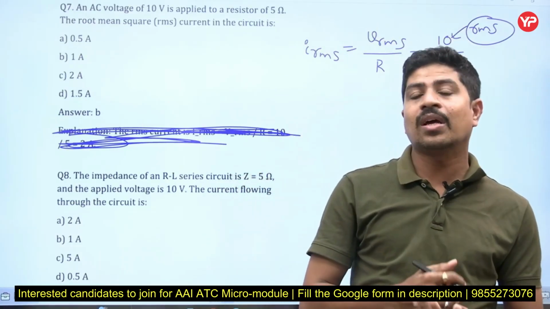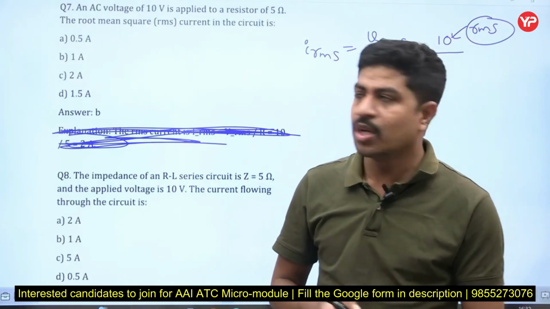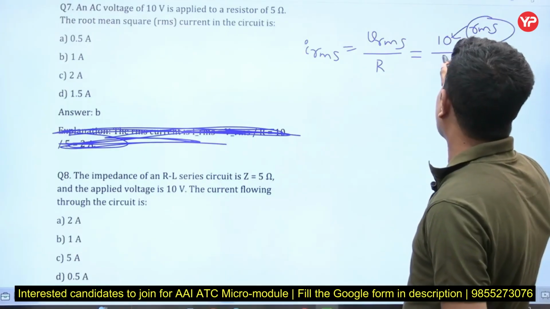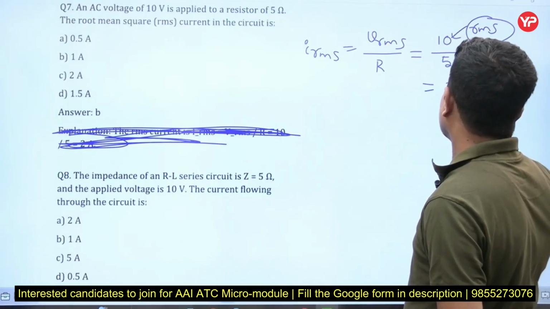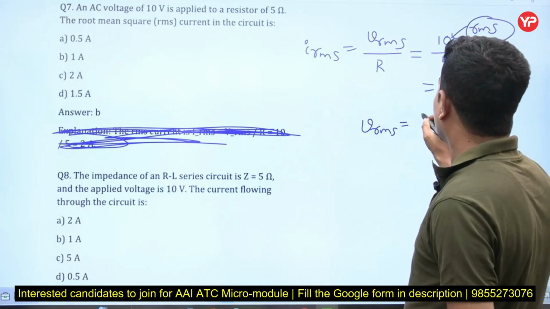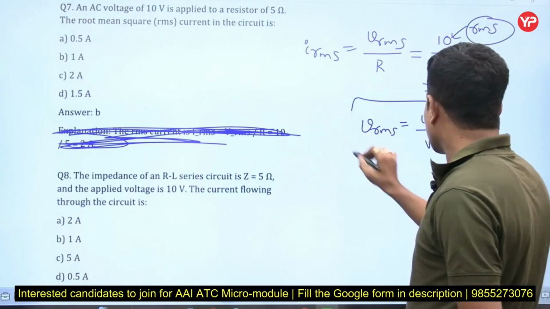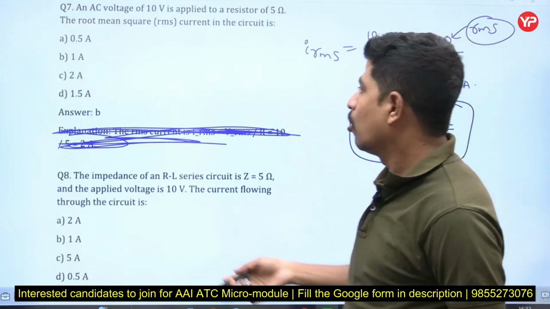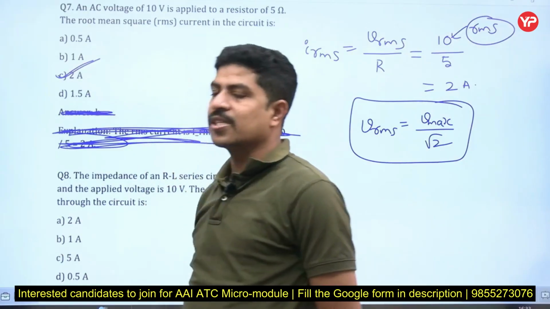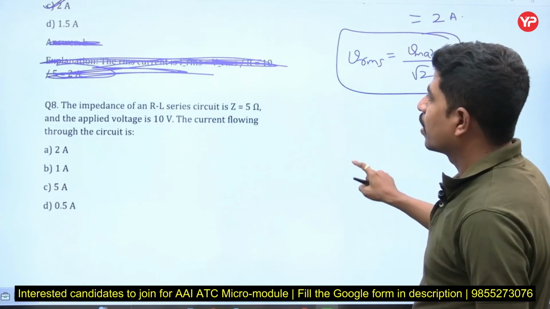Then what is the relationship between RMS value and maximum value? Maximum value is root 2 times the RMS value. Here 10 is given, with a resistance of 5 ohms. So 10 divided by 5 is 2 amperes. V RMS is equal to V maximum by root 2, and this equally holds good for current also. The option is C, 2 amperes. It is not B, it's a typo. It is right. Let's go to the next question, please.